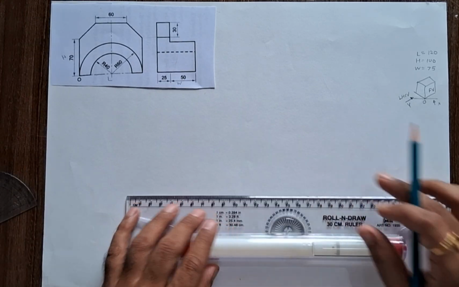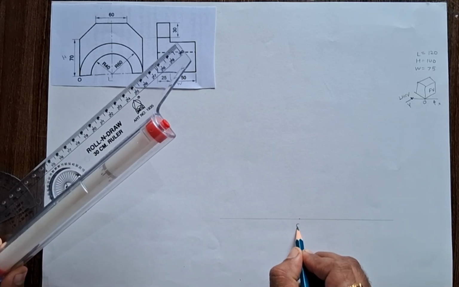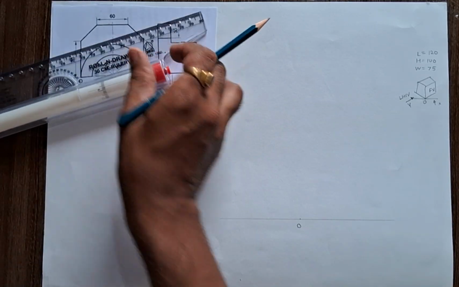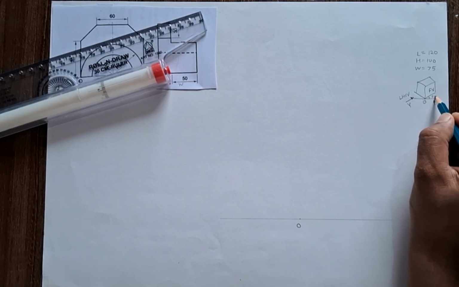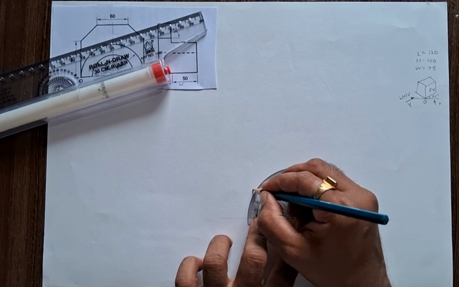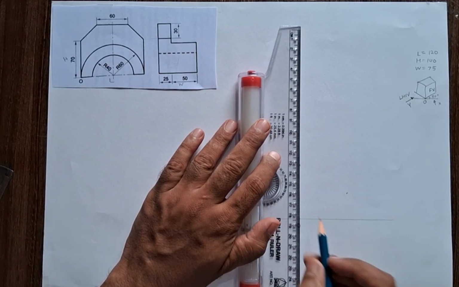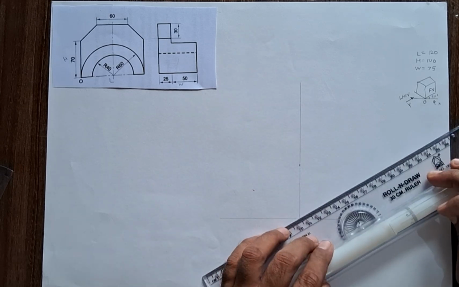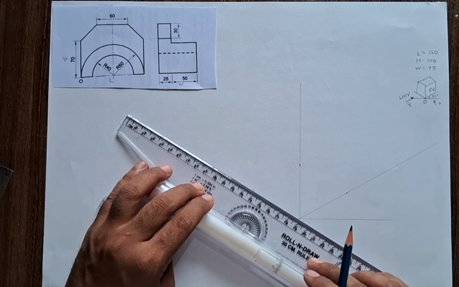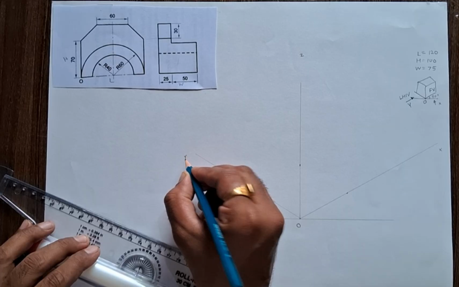The first step is to draw a horizontal line and mark a point O. The x and y axes are inclined with O at 30 degrees. So draw a 30-degree angle on both sides, left side and right side. Simultaneously mark a 90-degree angle, and from O draw the x, y and z axes. In this problem, this is the x-axis, this is the z-axis, and this is the y-axis.